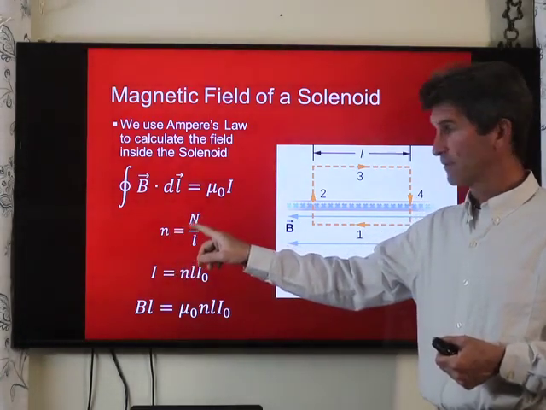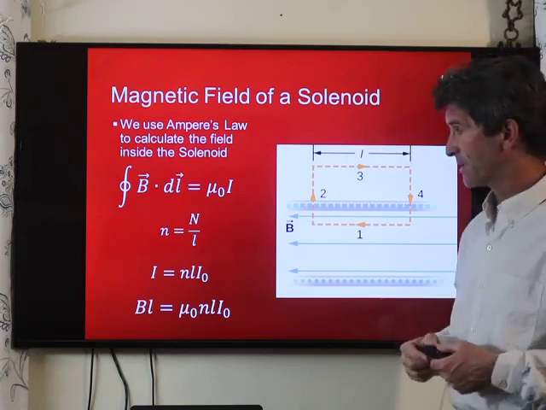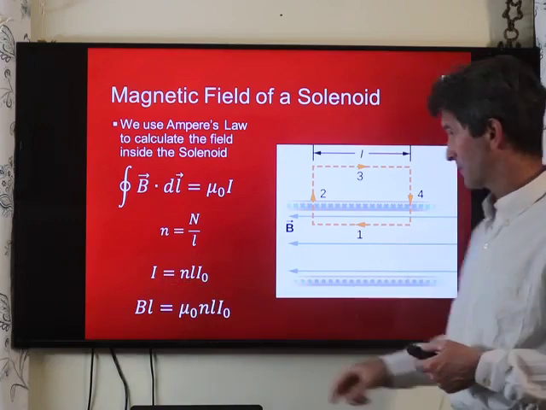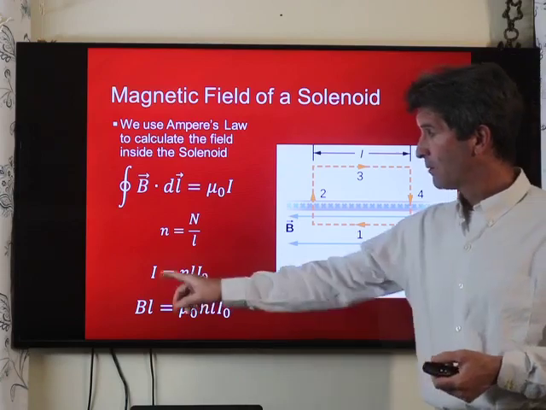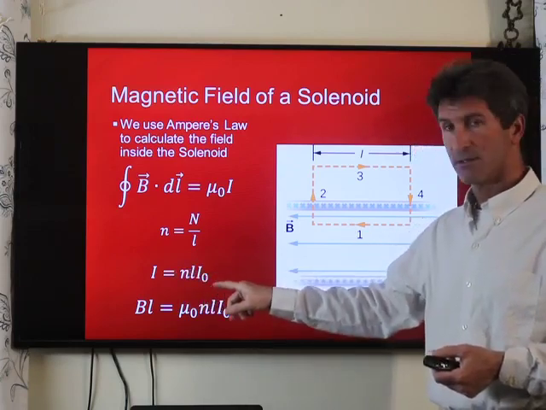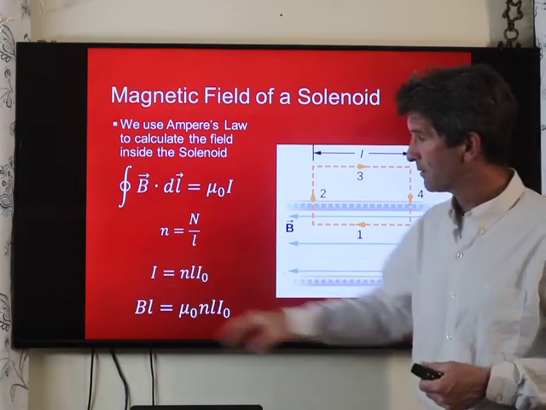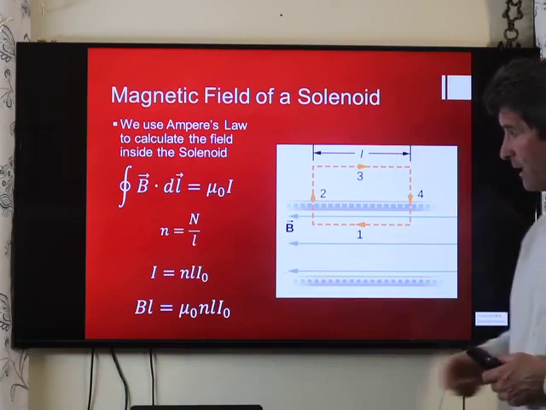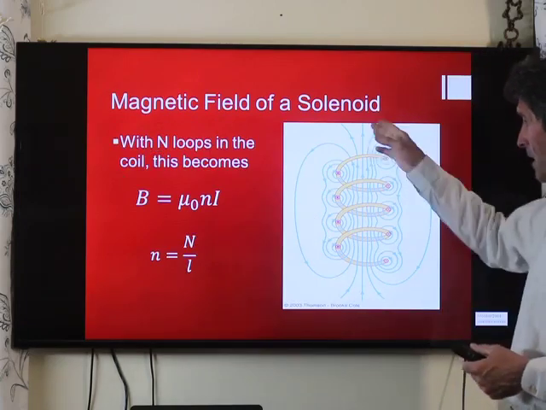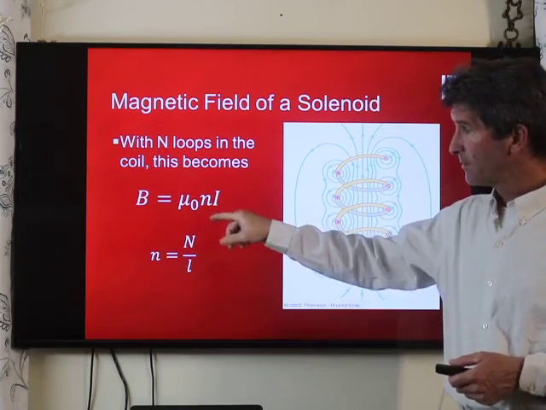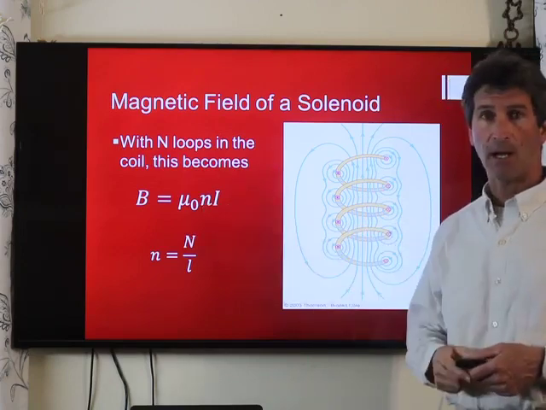Small n is the number of loops divided by L. That's going to be important because it's going to tell us how much actual current we have going through here. The more loops we have, the more current we have compared to the original current. So I is equal to N L I_0, I_0 being the current that's going into the solenoid. We plug that into our original, we get L on both sides of the equation, we simplify this, and we get that the magnetic field at the center of the solenoid is equal to mu 0 times n, the number of loops per unit length, times I, the actual current.